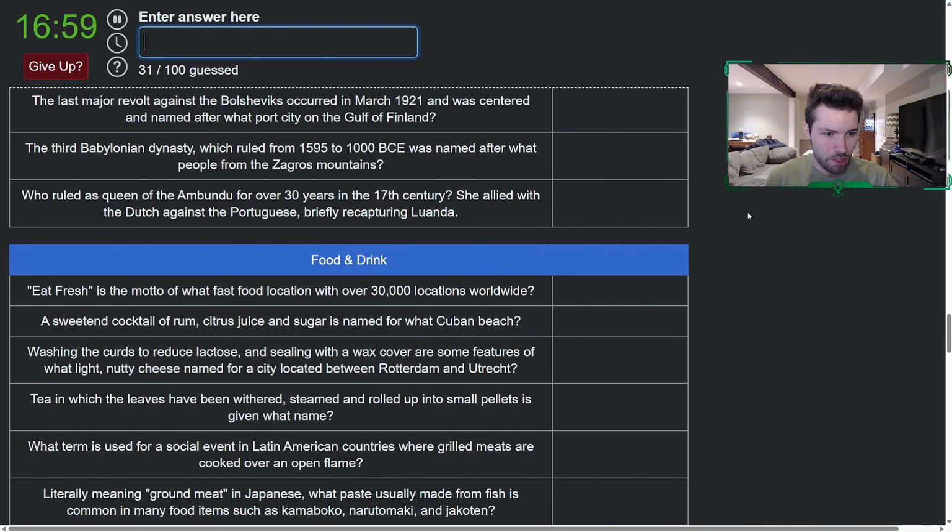Eat fresh is the motto of what fast food location with over 30,000 locations worldwide? Subway. A sweetened cocktail of rum, citrus juice, and sugar is named for what Cuban beach? Well, I should know this. Is this what daiquiri is?